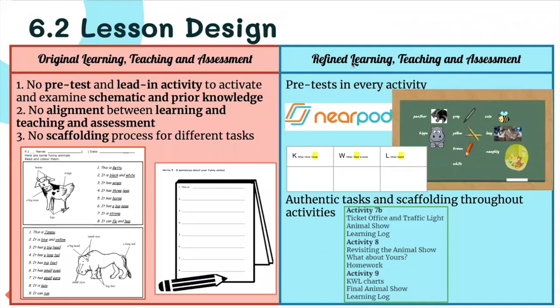In our refined lesson plan, we have one thing that's different from the old one, which is we have pretest in every activity to activate the prior knowledge of students. For example, we have the KWL chart. We have the Newport activity. We also have an activity for teacher to stick words on the blackboard to demonstrate to students. And we also have authentic tasks and scaffolding throughout all activities.